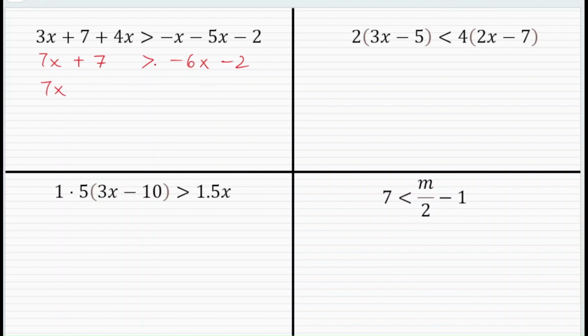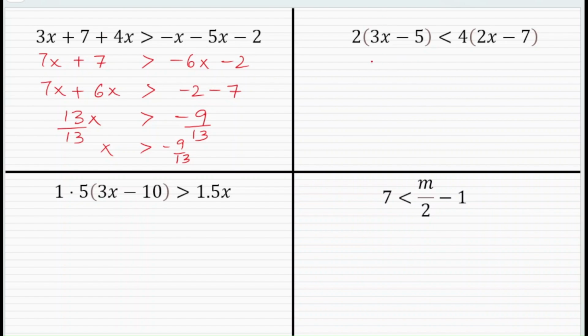So let's shift all the x terms on one side. 7x and this minus 6x, when shifted over there, will become plus 6x, greater than this minus 2, and this plus 7, when shifted that side, would become minus 7. 7x plus 6x is 13x, greater than negative 2 added to negative 7, which is negative 9. Now divide by 13 on both sides. So x comes out to be greater than minus 9 over 13. So this is the solution set for this inequality.